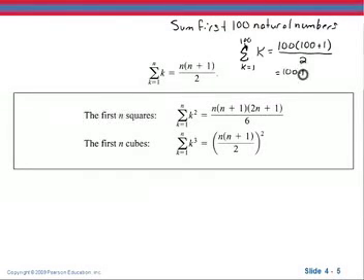That's 100 times 101 over 2. And that would be 50 times 101, which is 5,050. So real quick and easy, I can add up the first 100 numbers just by plugging into this formula.